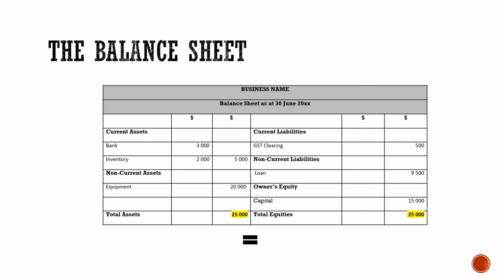Here's an example of the balance sheet. On the left, we have the assets, and on the right, we have liabilities plus owner's equity. We can also see that on the left, the total assets equal to the total equities on the right. Note that the equities are made up of liabilities, which are obligations to external parties of the business, and owner's equity, which are obligations to the internal parties of the business.